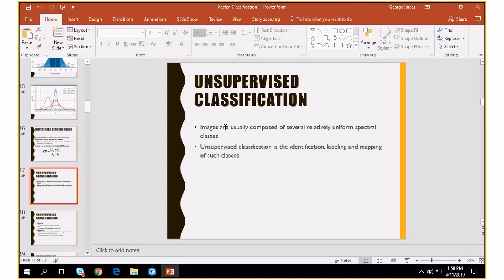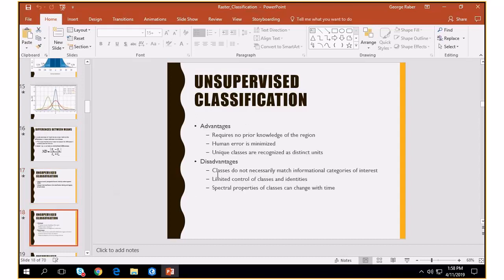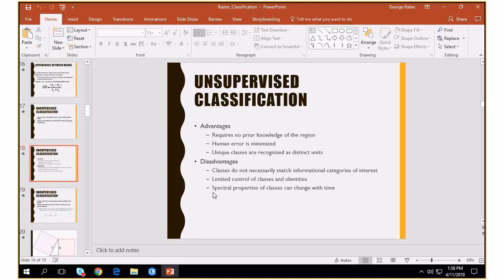Images are usually composed of several relatively uniform spectral classes. Unsupervised classification is the identification, labeling, and mapping of those classes. We already kind of talked about that. It doesn't require a lot of human interaction or knowledge. You don't have to identify areas, so you skip a whole step in this process. It's a lot faster on the front end, but then you have to go through the effort of examining the different classes on the back end.